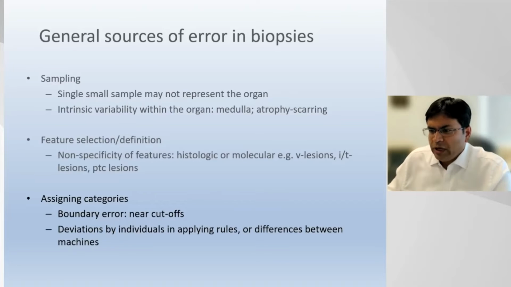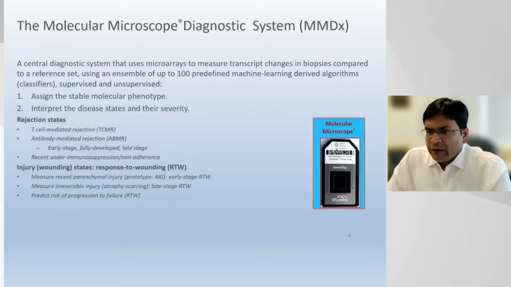So can we use machines to derive a better system which is less prone to individual errors? MMDx is one such system which aims to do that. The way it does that is by using a central diagnostic system that uses gene expression by microarrays to measure transcript changes in biopsies compared to a reference set. A large number of genes is analyzed at the same time, and then it's put through an algorithm to identify different states which are defined here.